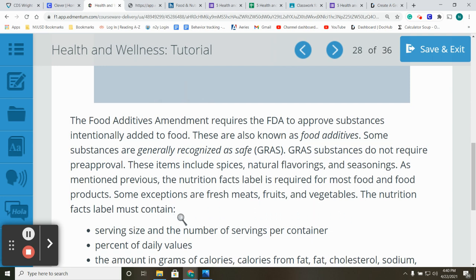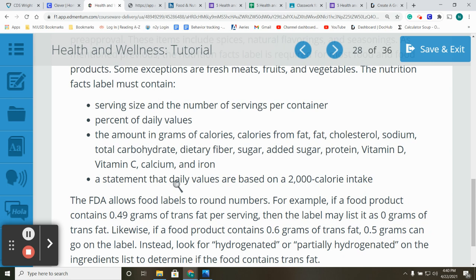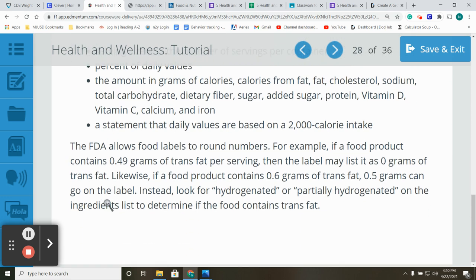The nutrition fact label must contain serving size and the number of servings per container, percent of daily values, the amount of grams of calories from fat, cholesterol, sodium, total carbohydrates, dietary fiber, sugar, added sugar, protein, vitamin D, vitamin C, calcium, and iron. A statement that daily values are based on a 2,000 calorie intake.